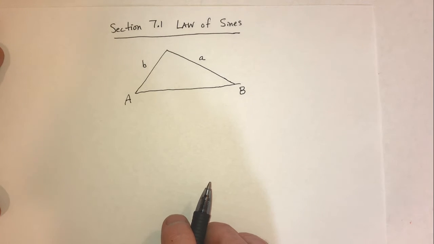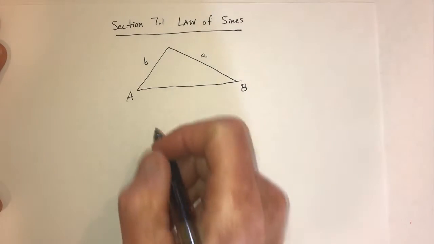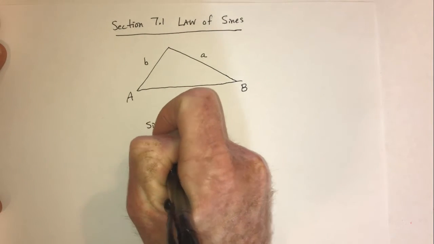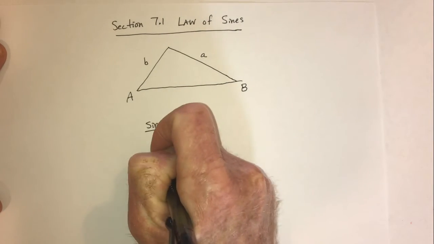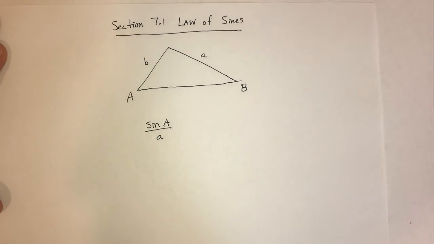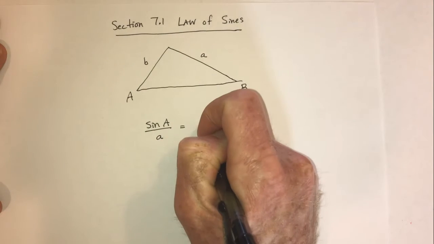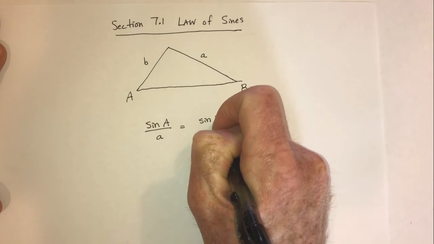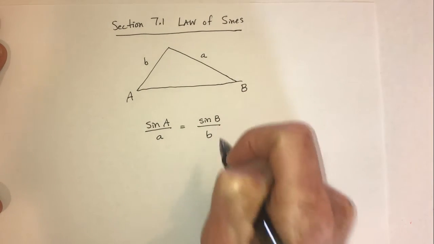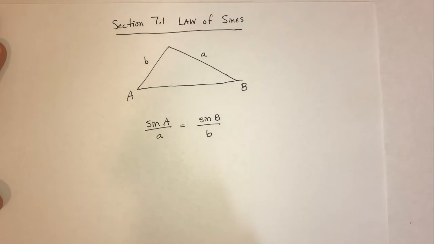So the formula for the law of sines is actually very easy. It says take the sine of A and divide by its opposite side A. Take the sine of B, divide by its opposite side B. And those two are equal.